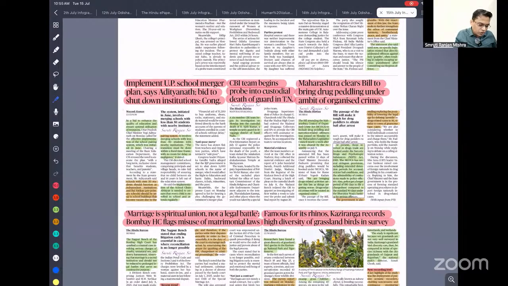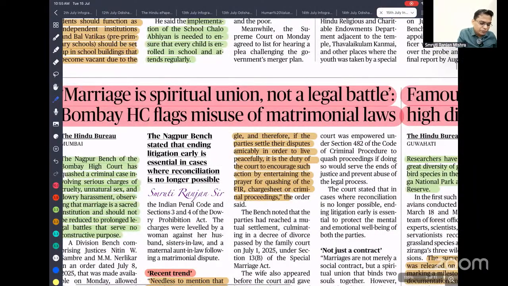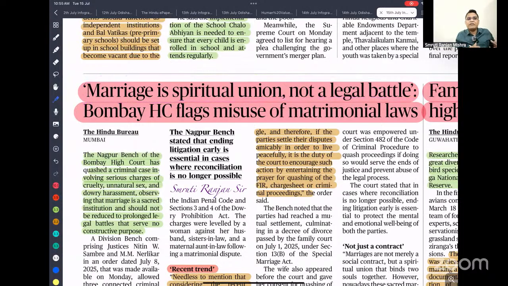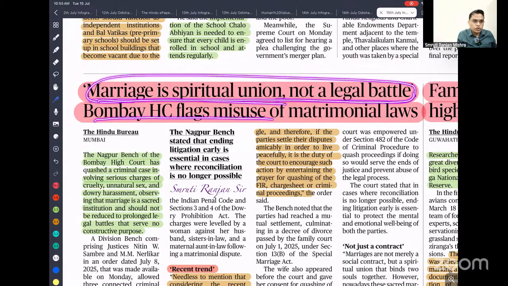Okay. So next is: marriage is a spiritual union, not a legal battle. Dekho, this heading, this statement is very important for your main answer writing. Whenever you are talking about marital rape, whenever you are talking about domestic violence, you can say marriage is a spiritual union, not a legal battle. You can write this statement as your conclusion, or as an introduction opening line, or as a point heading.